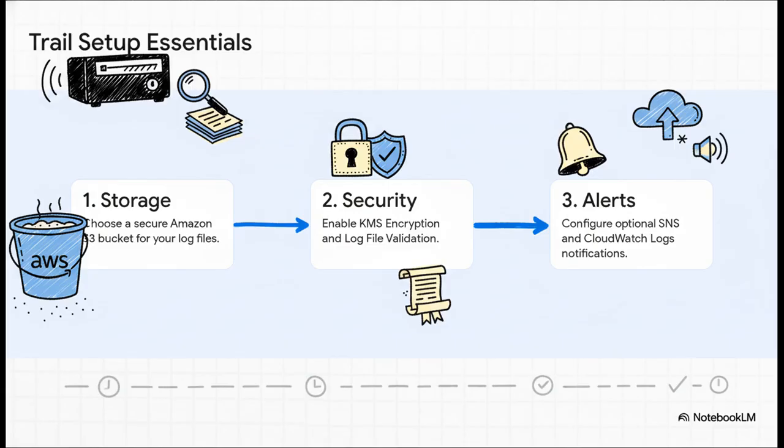First, you pick your storage, a secure S3 bucket where your logs will live. Second, and this is non-negotiable for me, you secure those logs. You enable both KMS encryption to protect them at rest and log file validation to ensure their integrity. And third, you can optionally set up alerts with SNS to get notified when new logs are delivered.